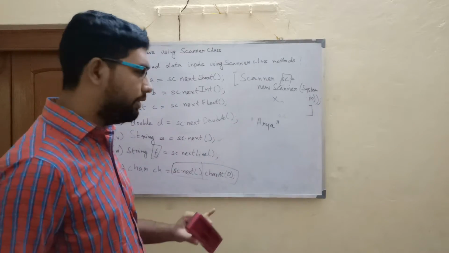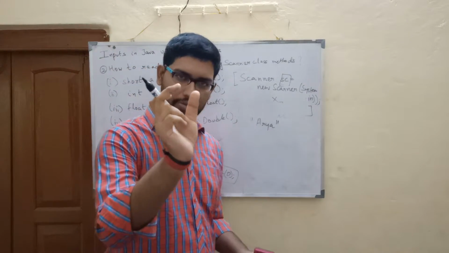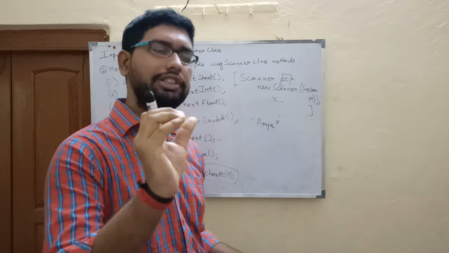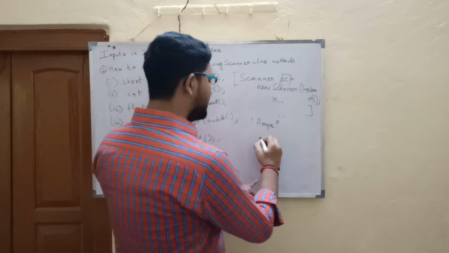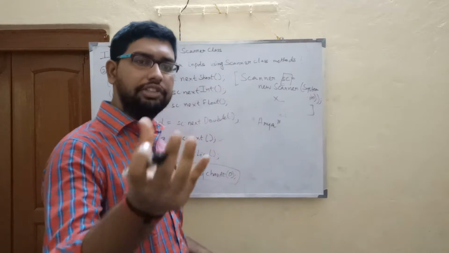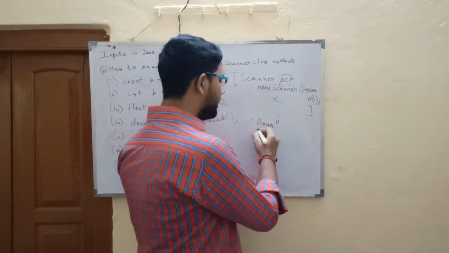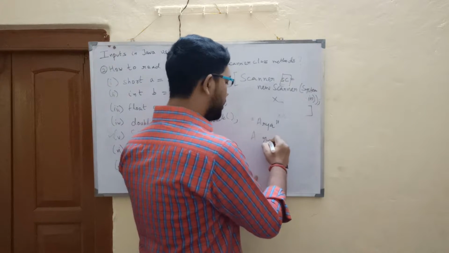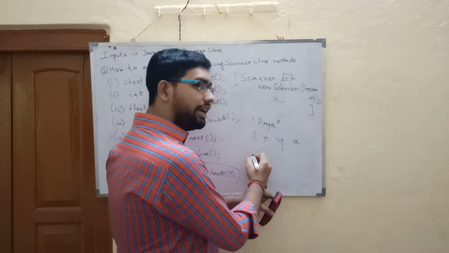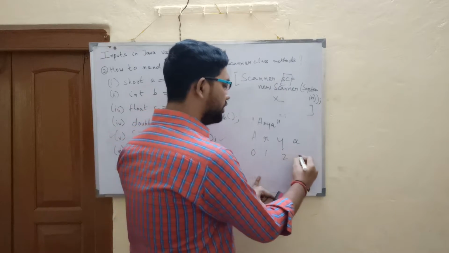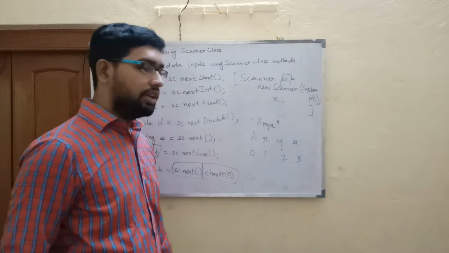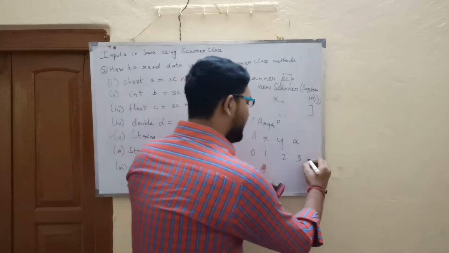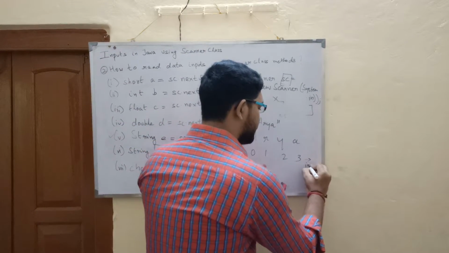The word Arya will be accepted because there is only a single word. No delimiter is after that. But what have I written? charAt. So charAt is a function. If you write the indexes of the letters A, R, Y, A, Arya, like this: 0, 1, 2, 3. So 0, 1, 2, 3 are the indexes of each of the letters. These are called the indexes.